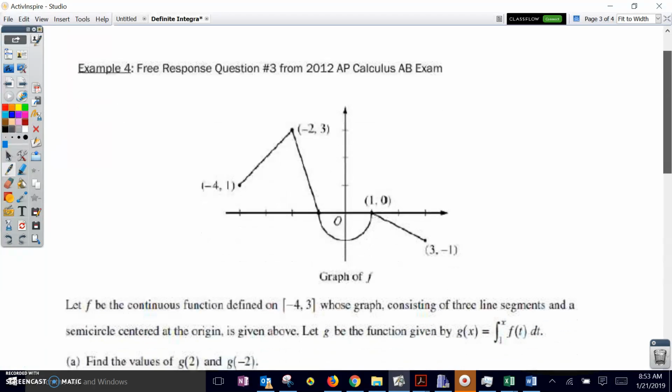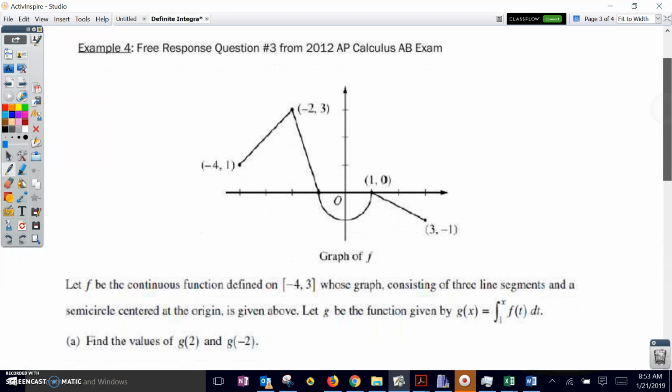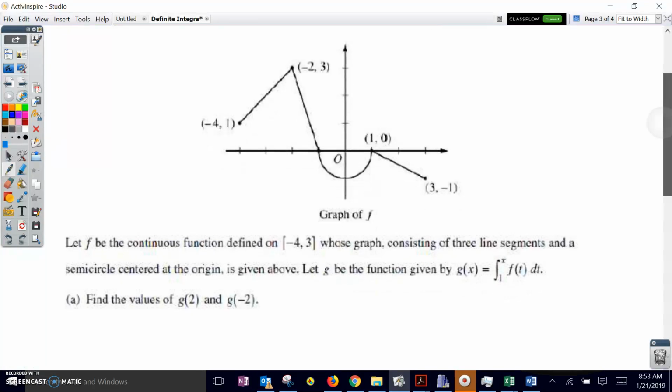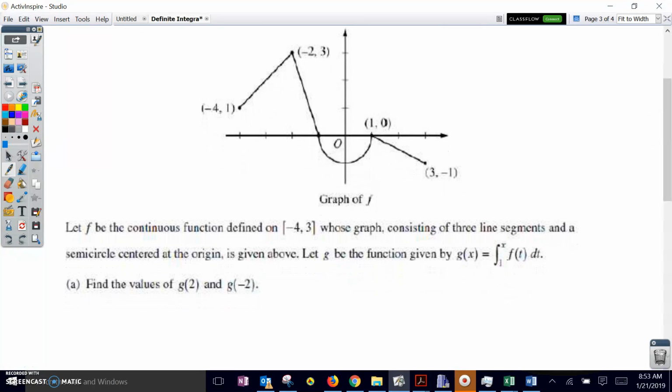We've got 3 line segments and a semicircle centered at the origin in the graph. And we're supposed to find 2 things here in this problem. We're supposed to find the value of g of 2 and the value of g of -2. So let's start with g of 2. g of 2 is equal to the integral from 1 to 2 of f of t dt. And we got that simply by substituting 2 into this function here for x.